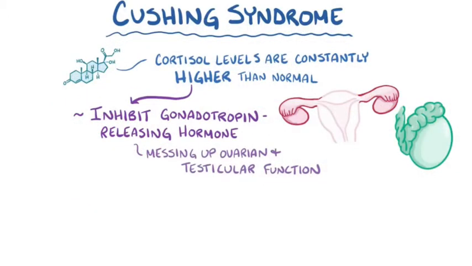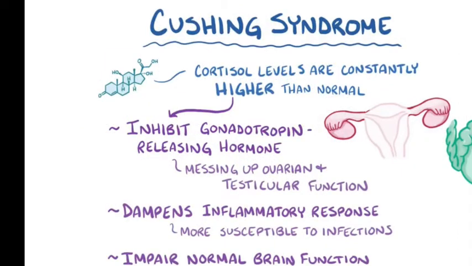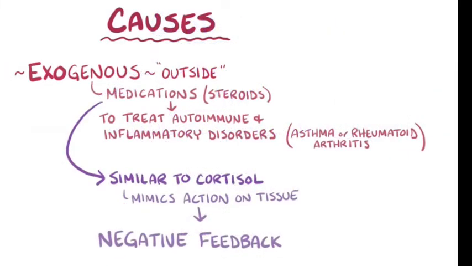It also inhibits the gonadotropin releasing hormone, so it messes up ovarian and testicular function, and also dampens the inflammatory response, so the individual is more susceptible to infection, and it may also impair the normal brain function, like causing mood disorder.